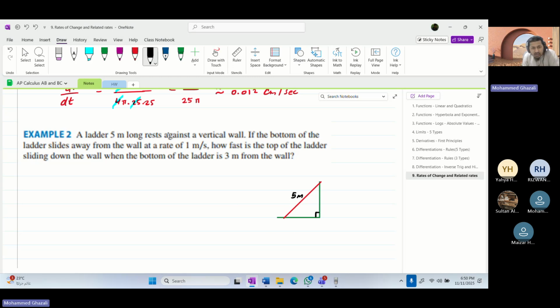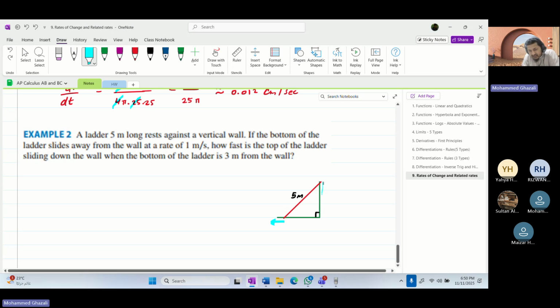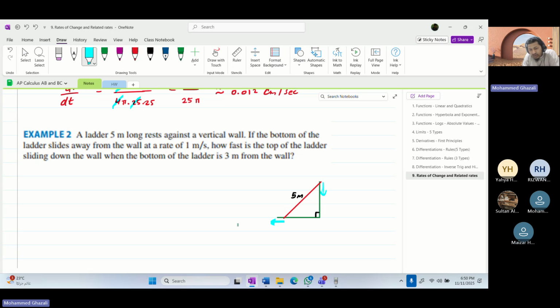Now see what's happening. If the bottom of the ladder slides away from the wall, the foot of the ladder is sliding away, then obviously the top of the ladder is going down the wall, because the ladder length is fixed. So now we are dealing with two different rates, which are dx/dt and dy/dt.